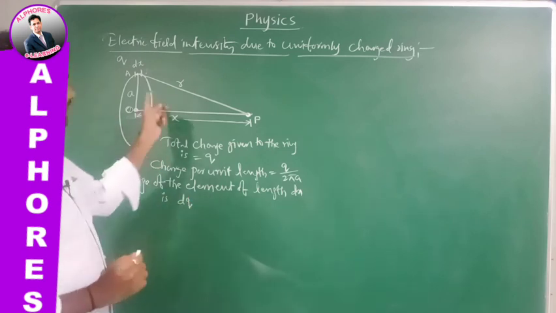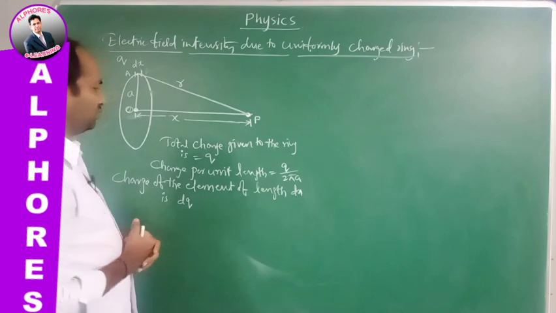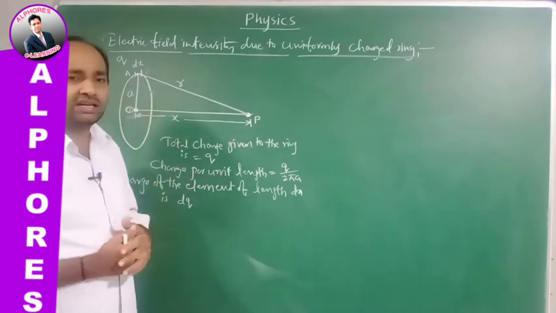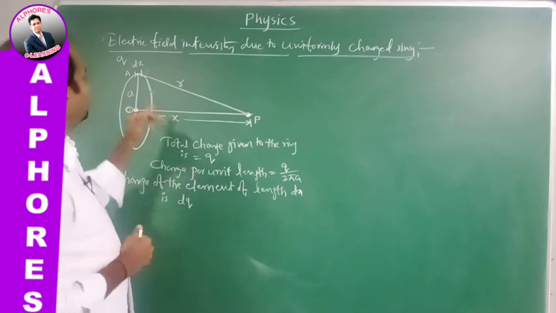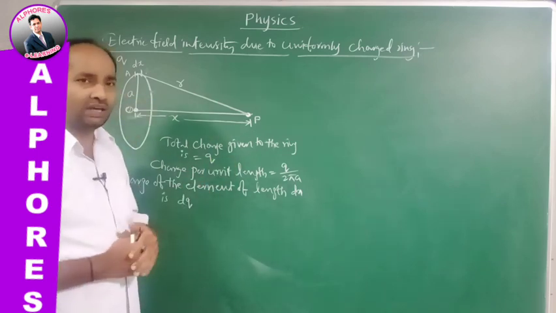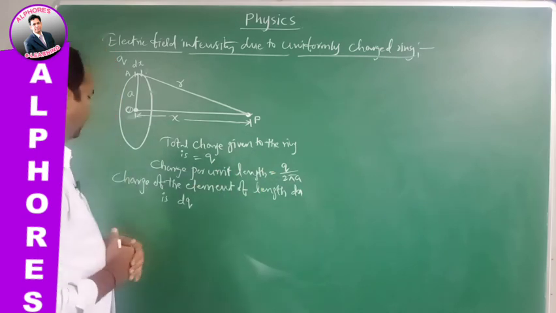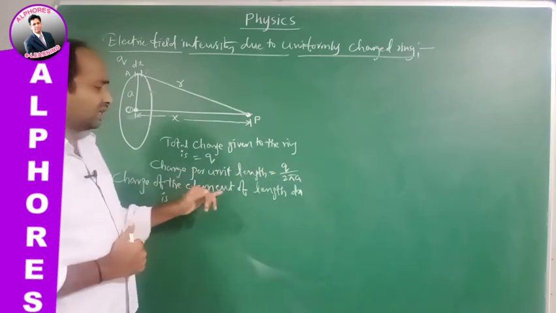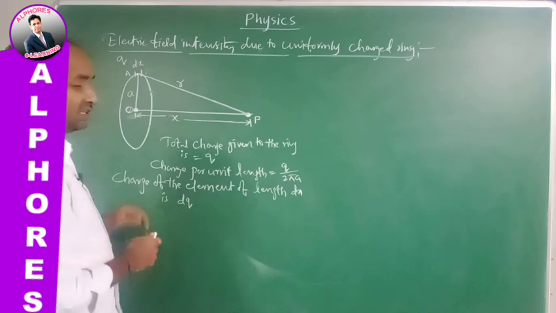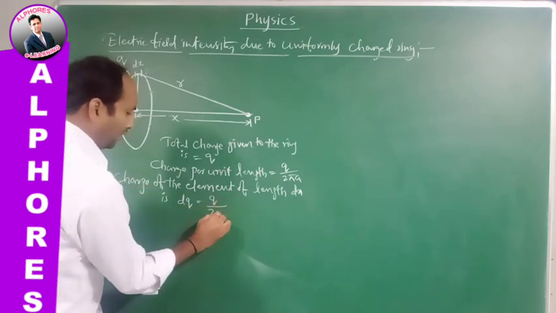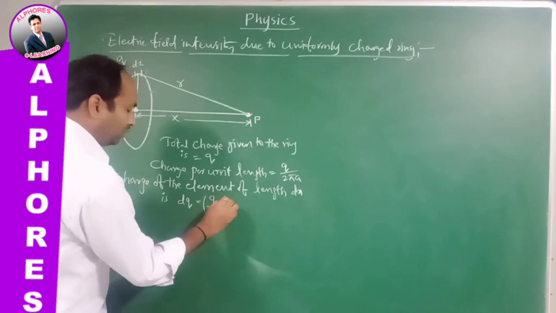Okay, the total charge given to the circular ring is Q. What is its length? 2 pi r, where r is the radius. Here a is the radius, so we may write 2 pi a. Then charge per unit length is Q by 2 pi a. Then the charge of the element of length dx, denoted by dq, can be written as Q by 2 pi a into dx.